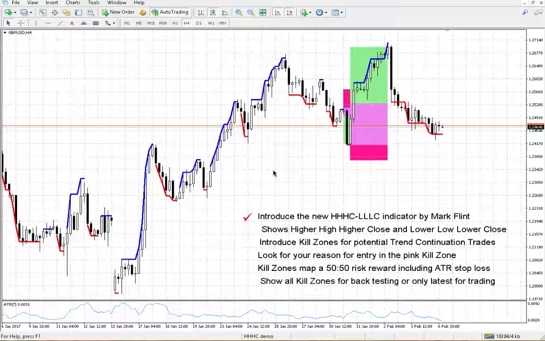It also supports trend continuation trades by drawing out kill zones with ATR based stops and targets based on structure. It works on any market and any time frame. Trends are more easily seen on the higher time frames, but you can drop to the lower time frame to find a suitable pullback to hop onto the higher time frame trend.